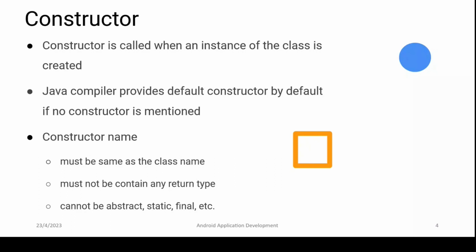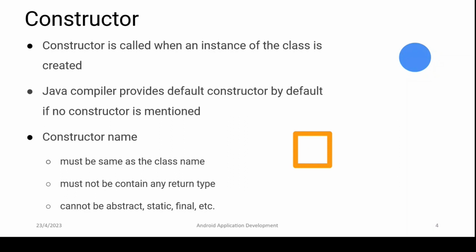As seen in the previous example, we have created a class named employee. For that, we have created the object in our main method. That is employee emp obj equal to new employee. That means we have created the instance of that particular class.